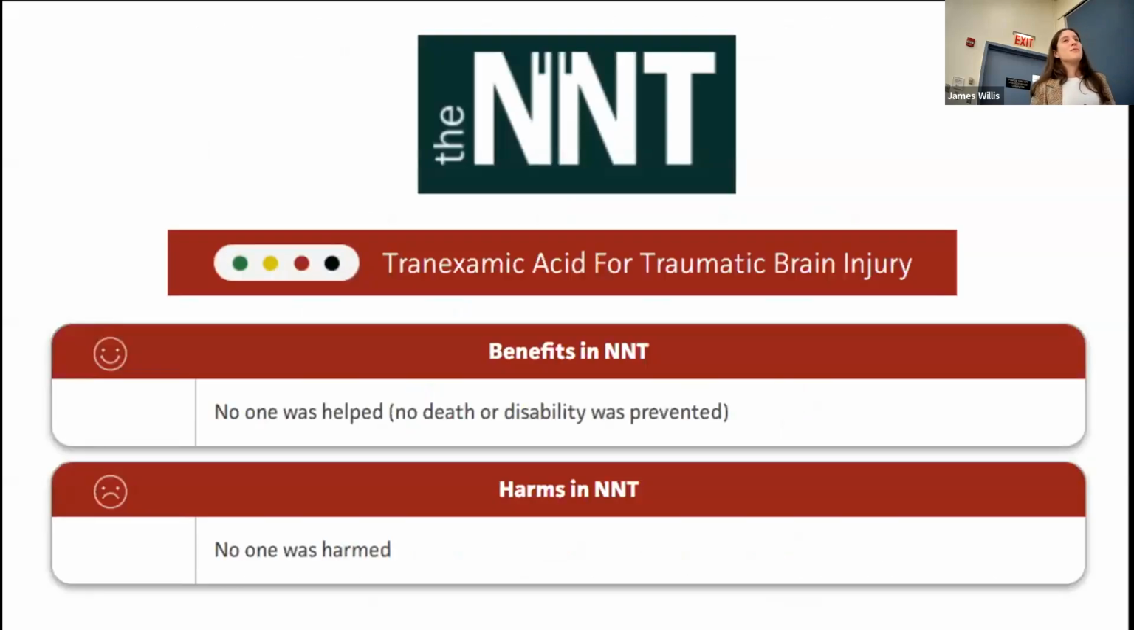So Dr. Z's website, the NNT, reviewed this study, and they gave TXA a big red flag for traumatic brain injury. So they argue that there's no survival or disability benefit for the use of TXA for traumatic brain injury patients. And that's for many reasons that I'm not going to go into in too much depth. But I know that Dr. Piccioni is leading a trauma critical care journal club next week, so you can go to that.